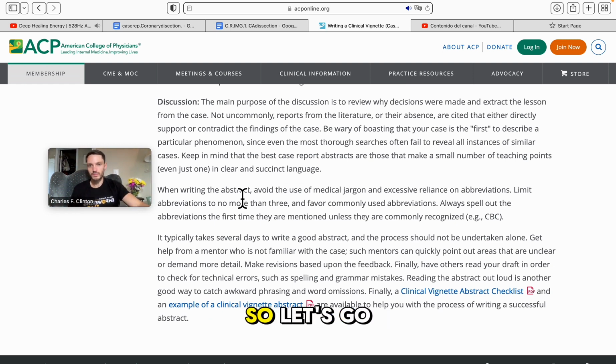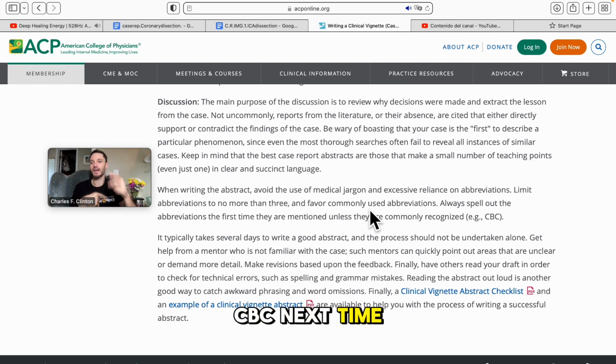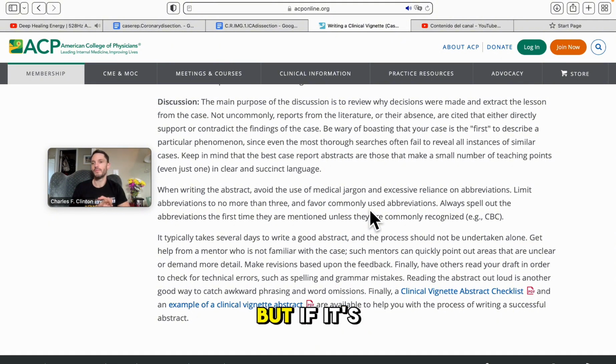Okay, let's go back to this. When writing the abstract, avoid the use of medical jargon and excessive reliance on abbreviations. When you're going to abbreviate, the first time you write out the whole thing and put the abbreviation in parentheses. You can write complete blood count, CBC in parentheses. The next time you mention a complete blood count, you can use the abbreviation. That's the general practice I've seen. Sometimes you can just write the abbreviation if it's something extremely common, such as CBC or WBC, white blood cell count.